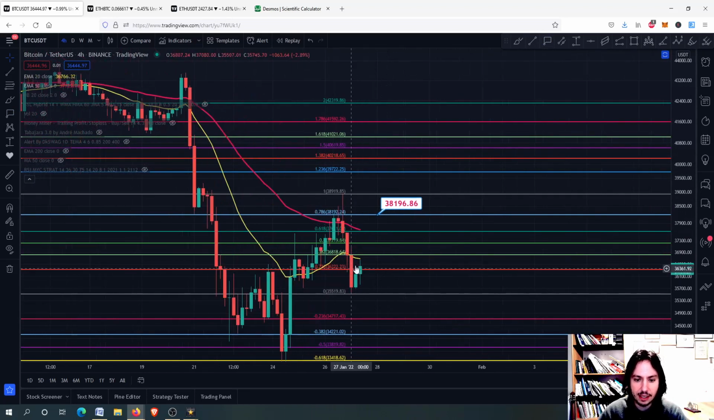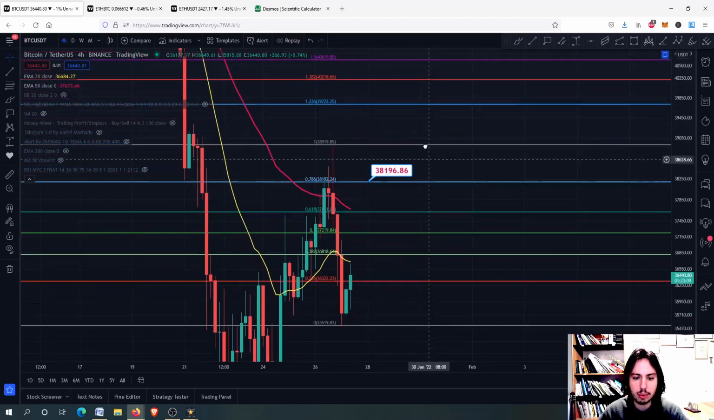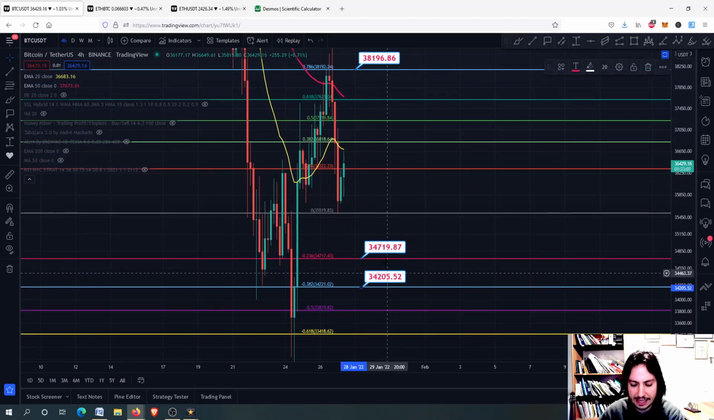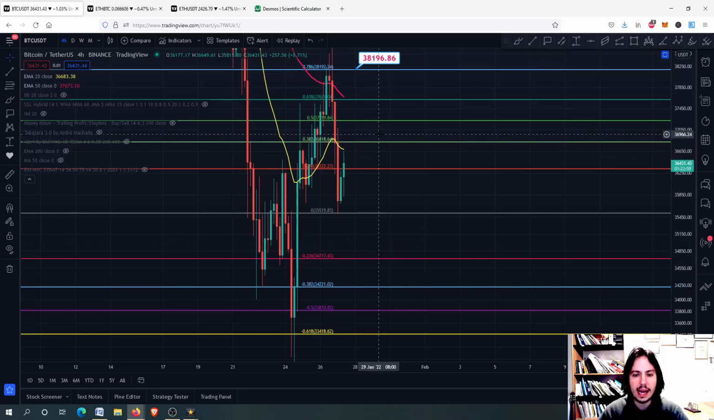Okay, but if we cannot manage to get above the 20-day EMA and especially the 50-day EMA, which is around the 35.6k, then we will not be able to go further upwards, and therefore we are going to find rejection going down in the short term to the 34.7k, maybe to the 34.2k again. However, we are going to wait and see.